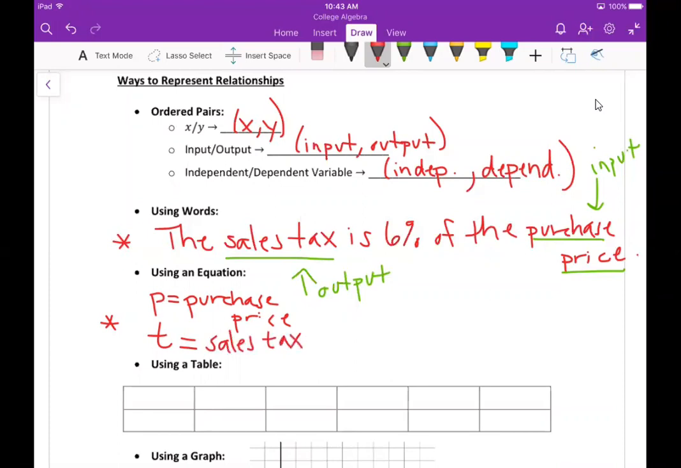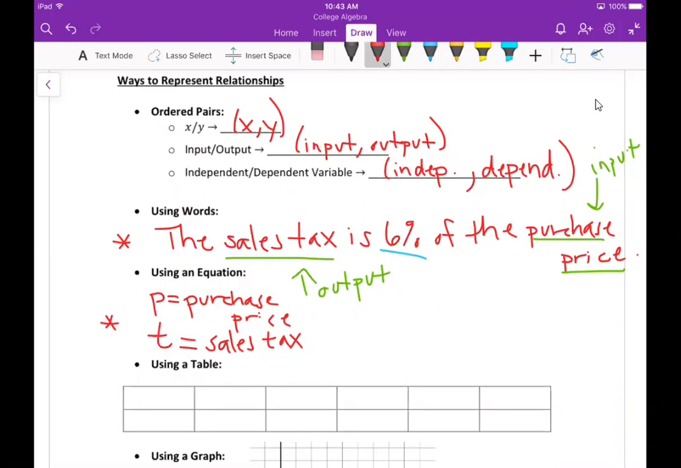Okay, I kind of like to curl my T's so they don't look like plus signs. So this is also a hard step, right? What would be the equation that describes how much sales tax I'm going to pay given a purchase price? So this is where we're going to take this 6% into account up here to come up with the equation.